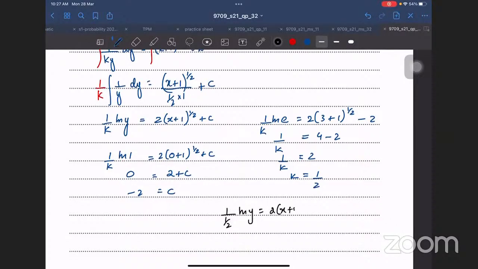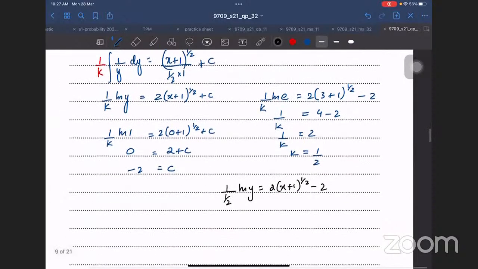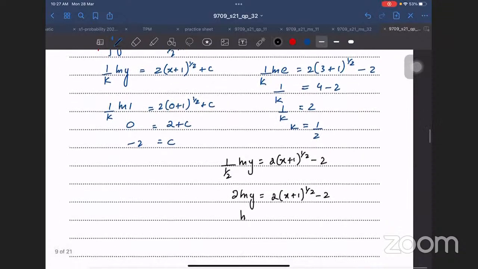2x plus 1 power half minus 2. So when you get 2 ln y, 2x plus 1 power half minus 2. 2 is common to all of the terms. So ln y equals to x plus 1 power half minus 1. Now making y the subject. Okay, I think that should be the correct answer.